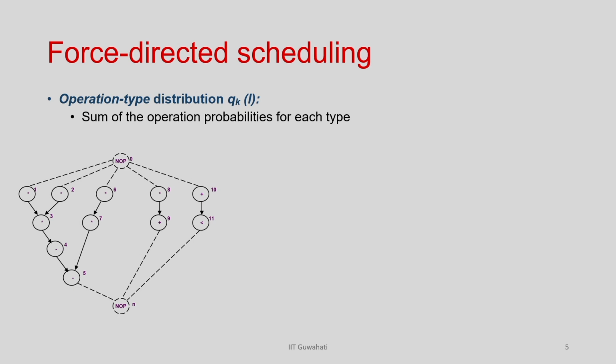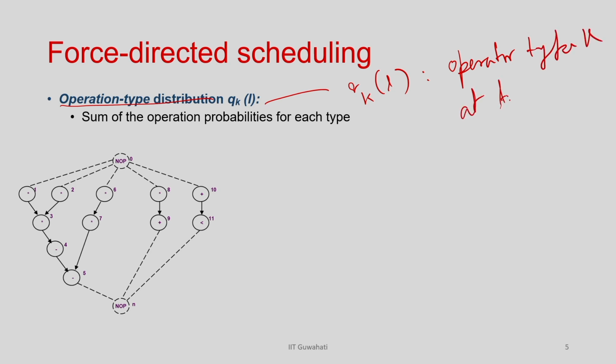Now, if I just do this operation type distribution, say I have different types of operators, and say this Q K L means it is for operator type K at timestamp L, right. So this Q L K is saying that I have already identified the probability of each operation in each timestamp. Now, some of the operations are multiplier and some are ALU type, right. So, it can have different types as well.